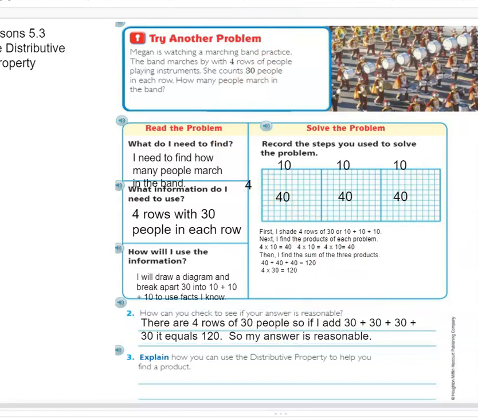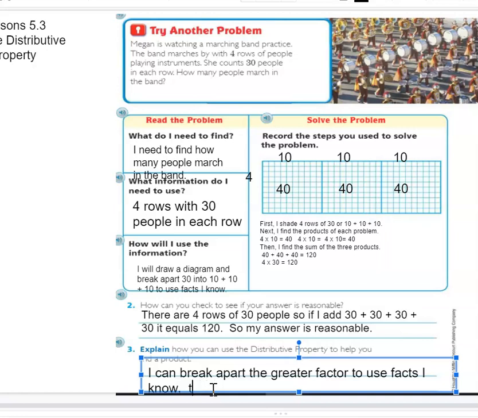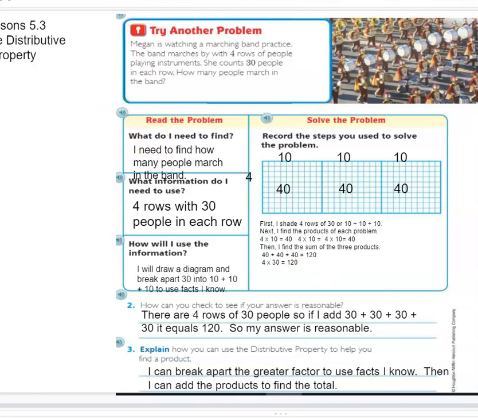Okay. And then explain how you can use the distributive property to help you find a product. Well, just like we did today, I can break apart the greater factor to use facts I know. Then what we did, we can add. So then I never can type well when I know people are watching. I always type slower. I can add the products to find the total. So again, we just kind of broke down here the information, exactly what we did. We broke apart those factors to find out what the total was.